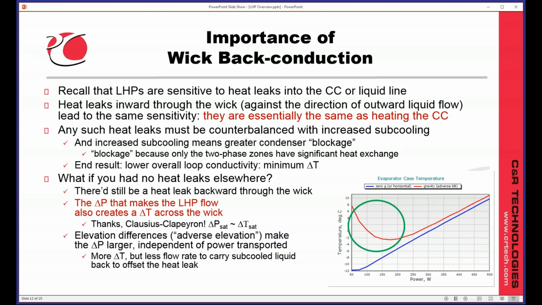Now, if you had an elevation difference, that adverse tilt that's happening here, this delta P is not just the delta P to cause circulation in the loop, it's also that hydrostatic term. So this delta P is larger, and so that creates a bigger delta T across the wick. And yet, thanks to the elevation difference, that delta P is not being spent circulating more fluid. You actually have less fluid to work around. So that causes an even greater subcooling requirement in the whole system.